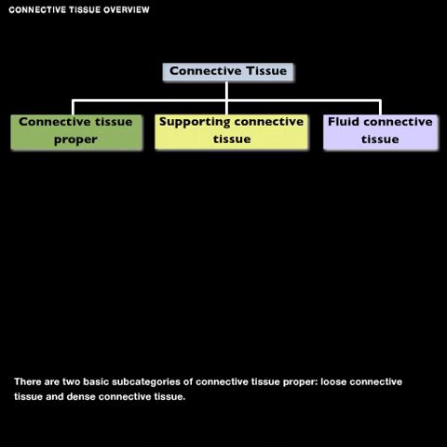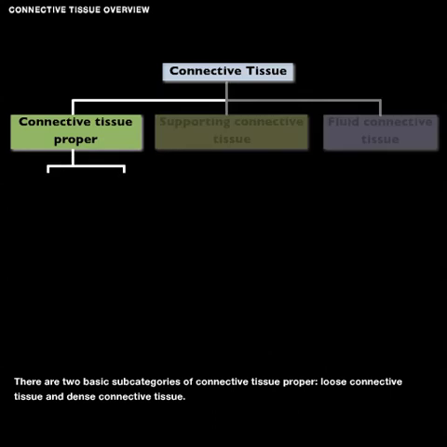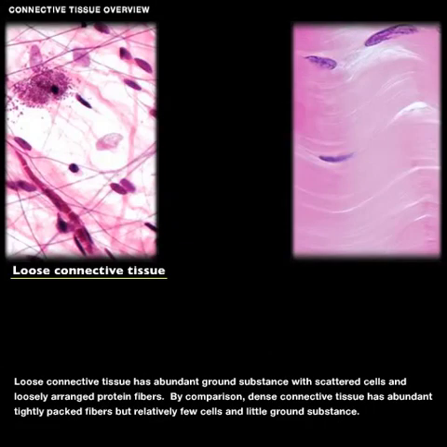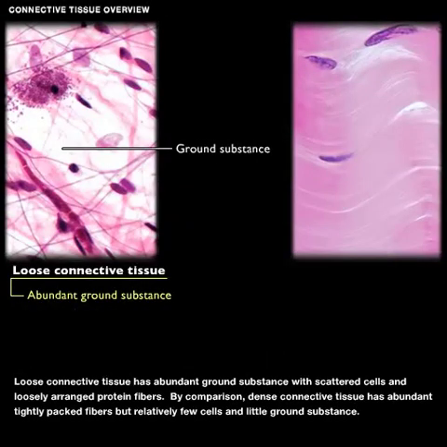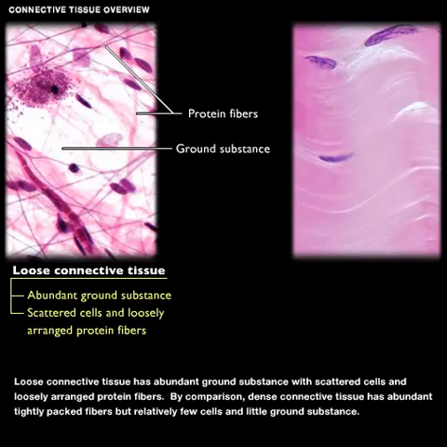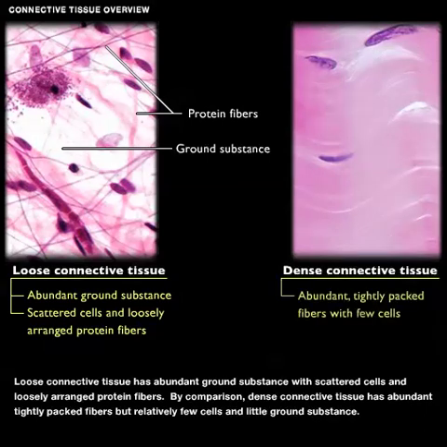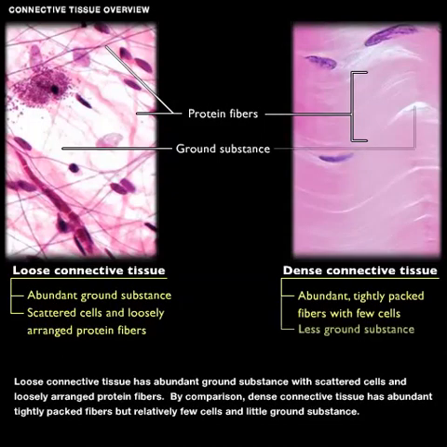There are two basic subcategories of connective tissue proper: loose connective tissue and dense connective tissue. Loose connective tissue has abundant ground substance with scattered cells and loosely arranged protein fibers. By comparison, dense connective tissue has abundant, tightly packed fibers but relatively few cells and little ground substance.